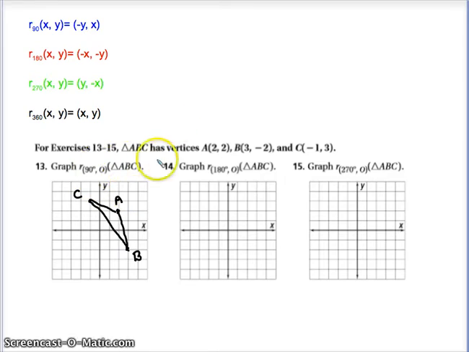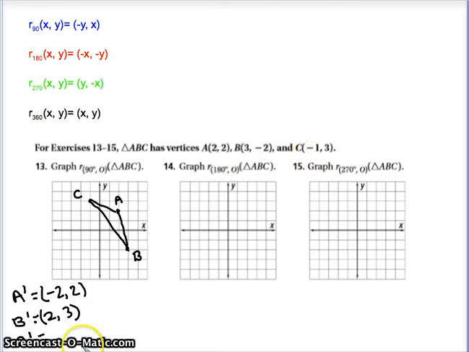All right. Now, I find it helpful to write down my image points. All right, so A prime. A started off as 2, 2. If I'm going to rotate 90 degrees, I need to flip-flop x and y and change the sign of the y. So this is going to become -2, 2. For B, flip-flop x and y and then change the sign of y. So this should be 2, 3. And then for C, flip-flop x and y and then change the sign of y. So this should be -3, -1.